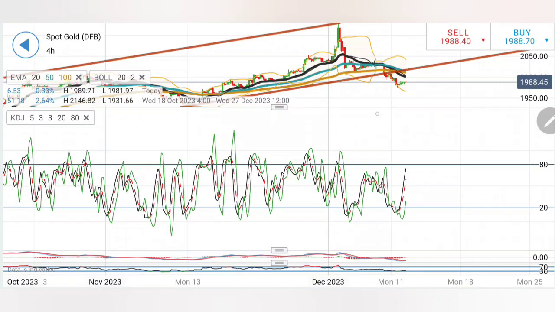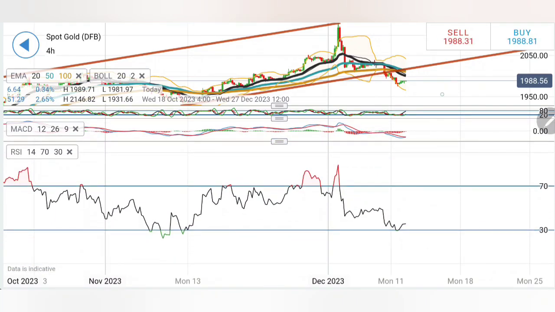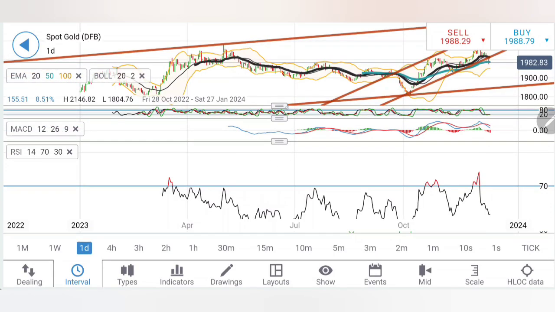Now if you look at the stochastic, this is rising. MACD is trying to converge. It has not yet crossed over, it is just trying to converge, and the previous crossover and sell has come from higher levels, and this has come to the minus 10 and below levels here. So the possibility of a little retracement exists. RSI is sitting at the bottom. Coming to the daily chart.